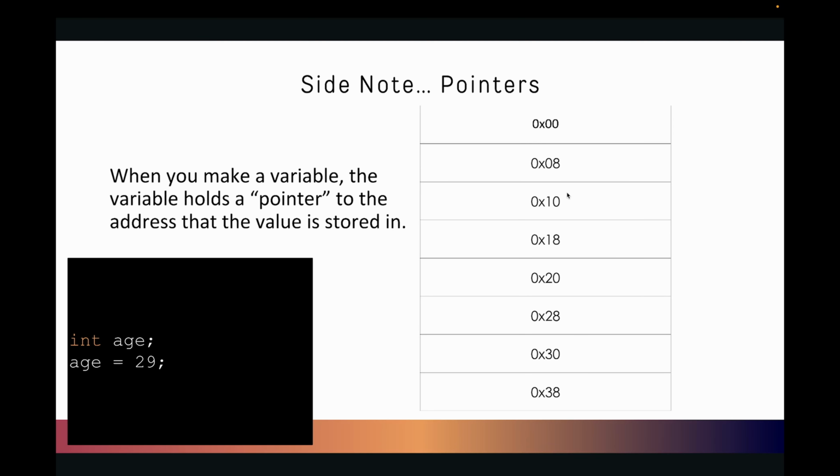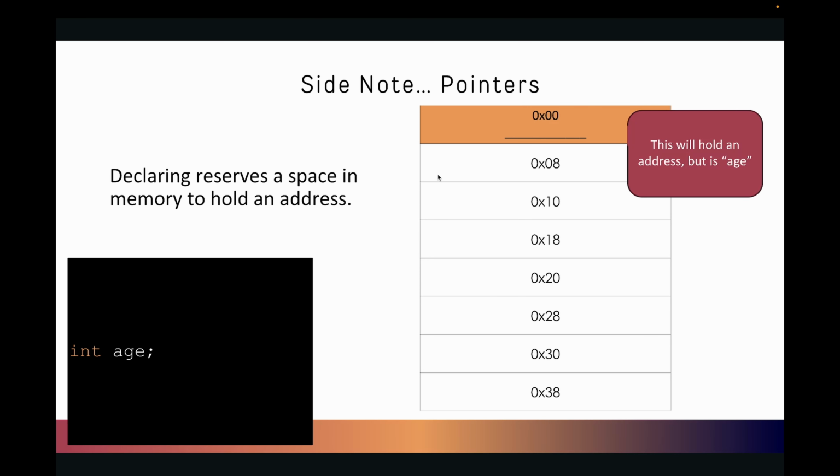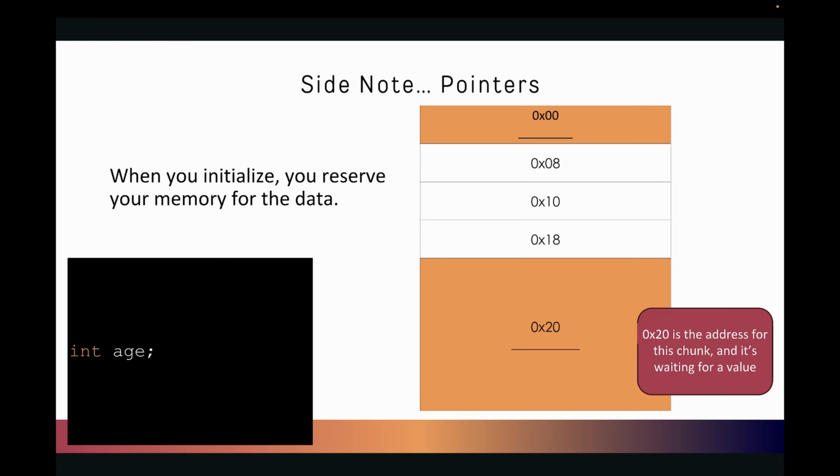So when you have a variable, your variable will hold a pointer to the address that this value is stored in. So when you declare a variable, you reserve a space in memory to hold an address. Now we're going to store in 0x00 in this location an address for where our variable, or the data, is actually at, right? When we declare, we reserve that memory. So we have this chunk that's waiting for a value.